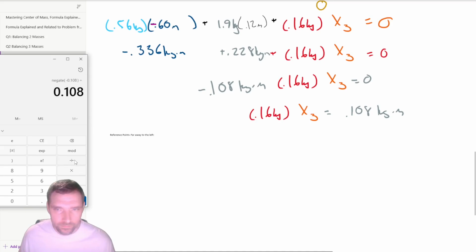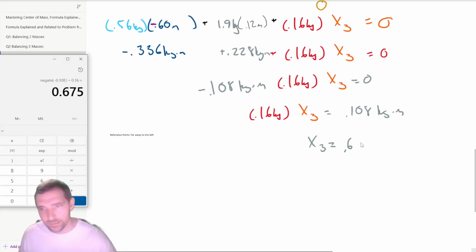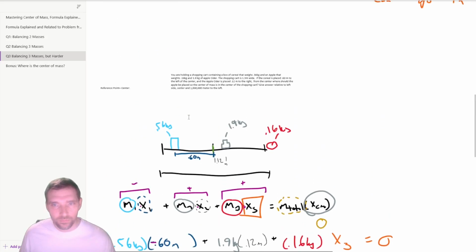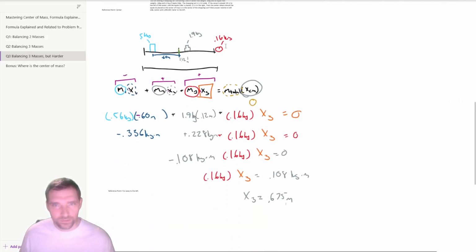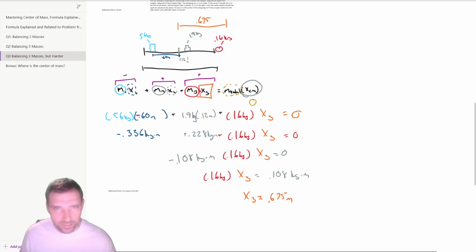Yeah, so I'm getting x3 a value of 0.675 meters, which is seeming pretty reasonable to me in the context of this problem. If we look at the diagram, going from the center to here, having 0.675 does seem pretty reasonable because we had said going from the center to the side would be 0.65.